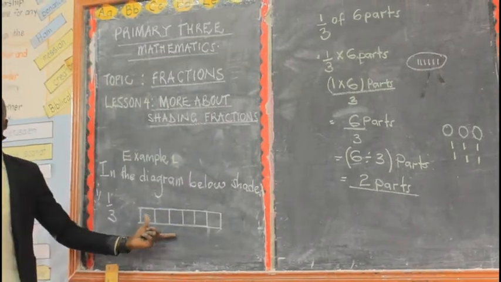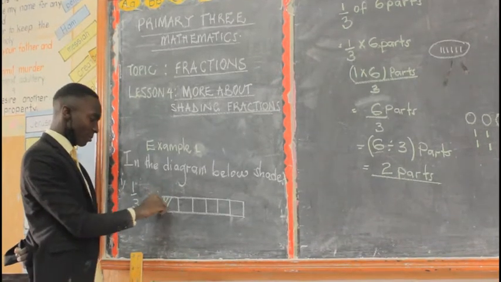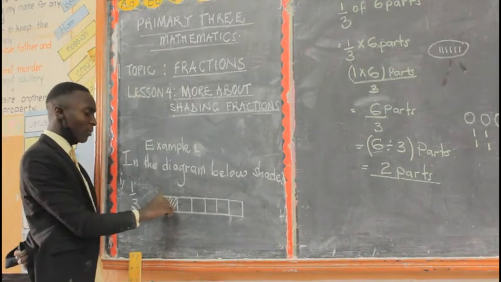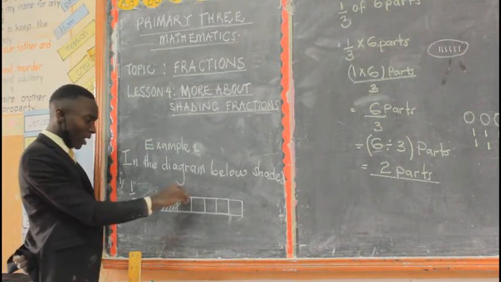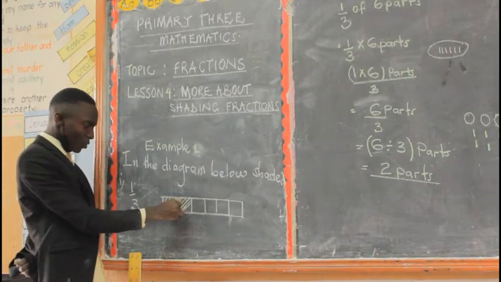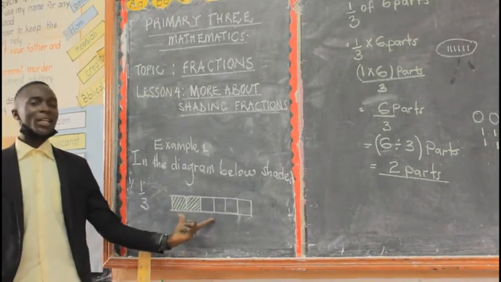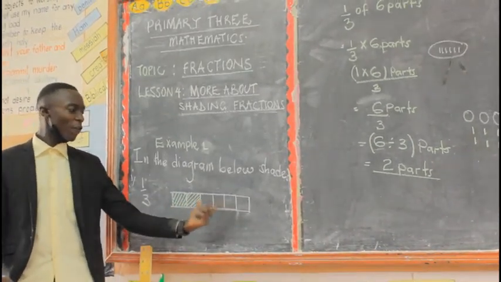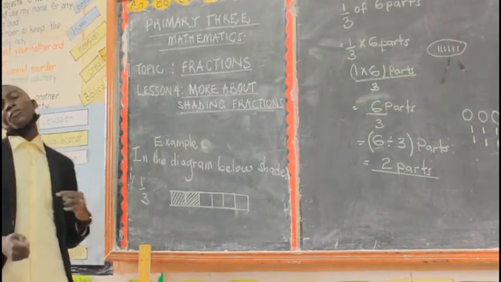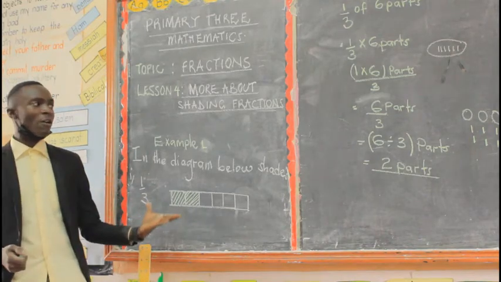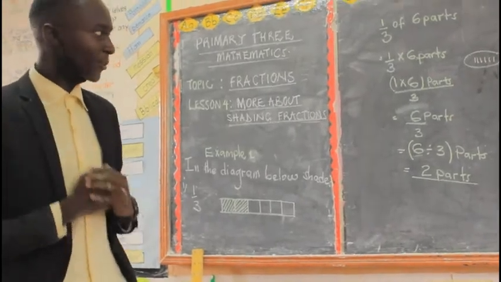Come on our diagram and shade the two parts. Remember, you shade properly. Don't scribble. Make sure that the lines do not penetrate into the other box. This means that you have shaded only two parts out of the 6 parts, which simply means that you have shaded 1 out of 3. This is another way of shading fractions, the indirect way of shading fractions.